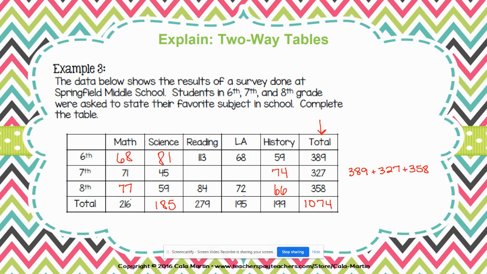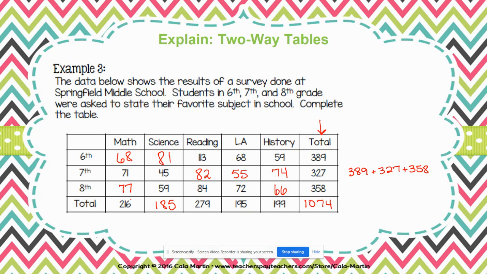Now over here for language arts, I know there are 195 total people who liked language arts. So to figure out the 7th grade number, I'm going to do 195 minus 68 minus 72, and I get 55. And then for the last one, there were 279 who liked reading. So 279 minus 113 minus 84 left 82 7th graders.